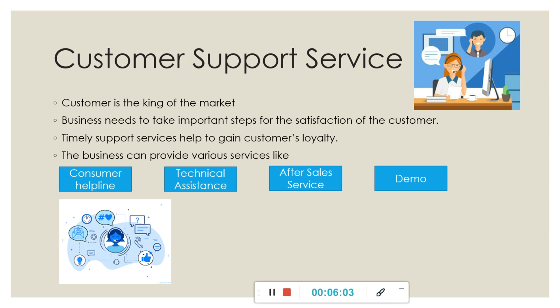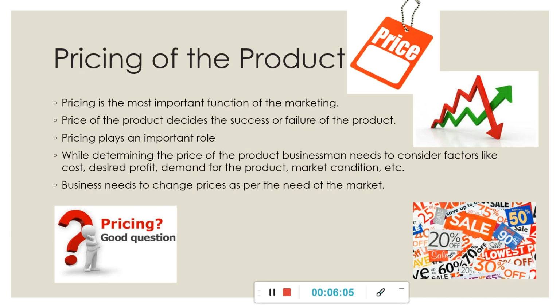Now we will move to the next important function, that is the pricing. You can see here, the pricing is a good question. The pricing means what? You have to decide a particular price for your product. So pricing is the most important function as well as the challenging function of marketing. Many times the price of the product decides the success or the failure of the product.